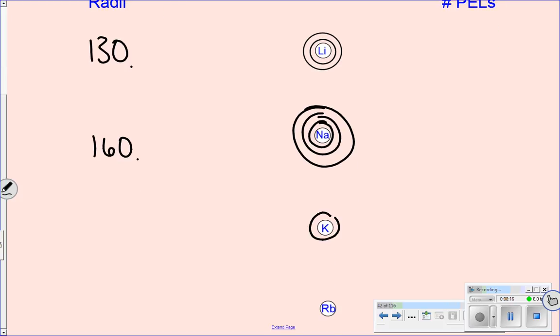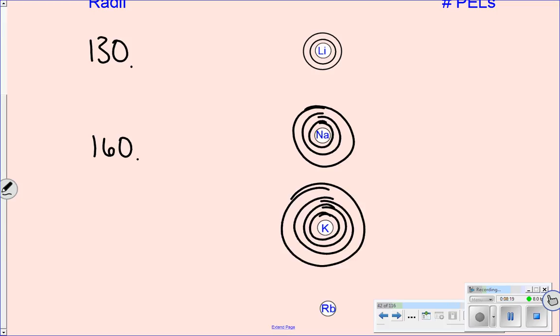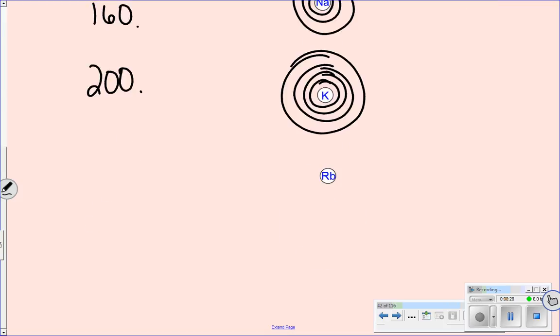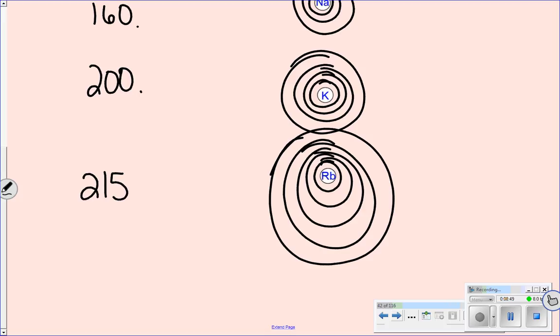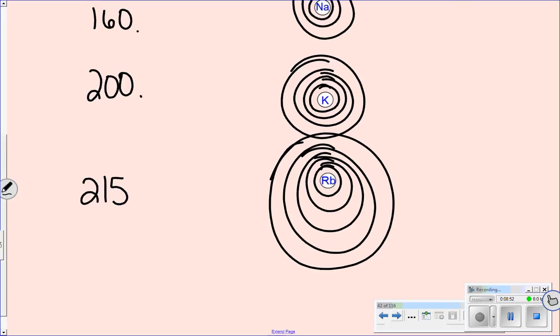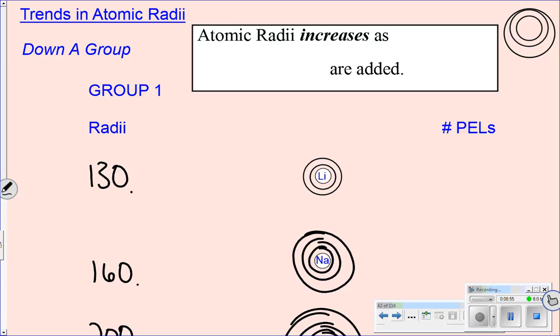Potassium has 4 rings of electrons. So look down at potassium, we get 200 picometers. By the time we get way down to rubidium, rubidium has 1, 2, 3, 4, I believe 5. Trying to remember offhand, I don't want to screw this up. Yep, we got 5 rings of electrons. They're not really all out of whack and out of shape like that, but you know, I'm not the drawer. So rubidium, 215 picometers.